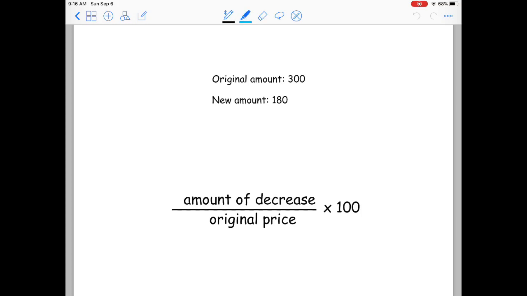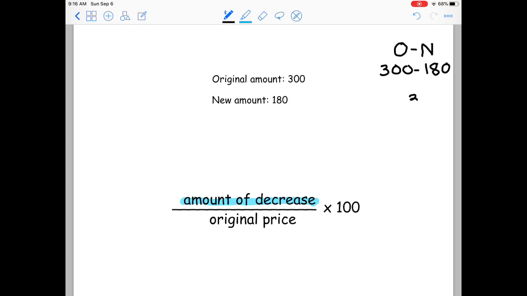So we have the amount of decrease that we need to find first. In order to find the amount of decrease, we need to subtract the new amount from the original amount. So I'm going to say O for original minus N for new. My original amount is 300 and my new amount is 180. So my problem is 300 minus 180.